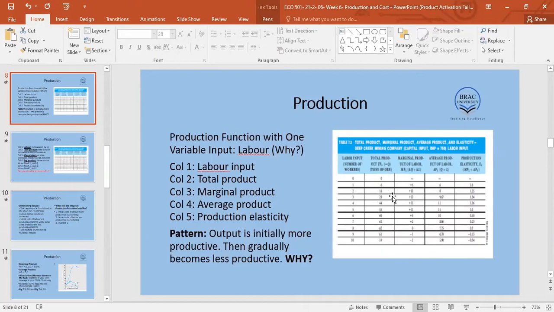0, 6, 16, 29, 44, 55, 60, 62, and then after 62 it's decreasing, right? Okay, so one thing is for sure, up to 7 and 8 units of labor output is increasing. After 8 units, output is gradually decreasing. Why does this happen? Everything has a capacity. For example, if you don't take rest, there is a maximum number of hours you can work throughout the whole day.